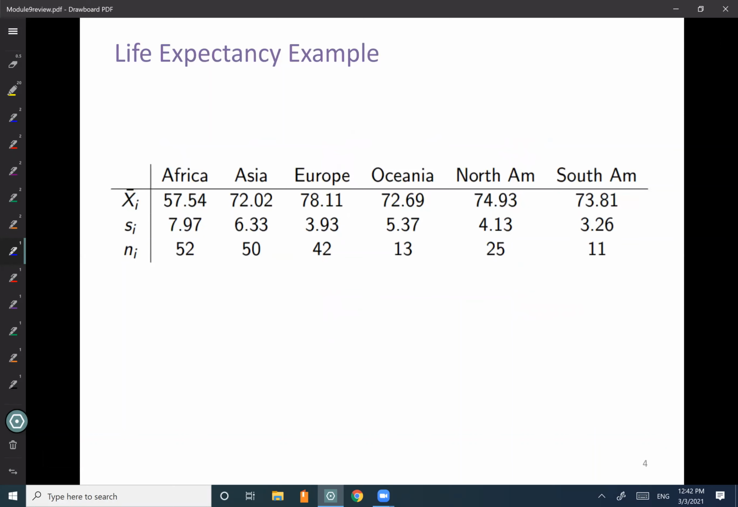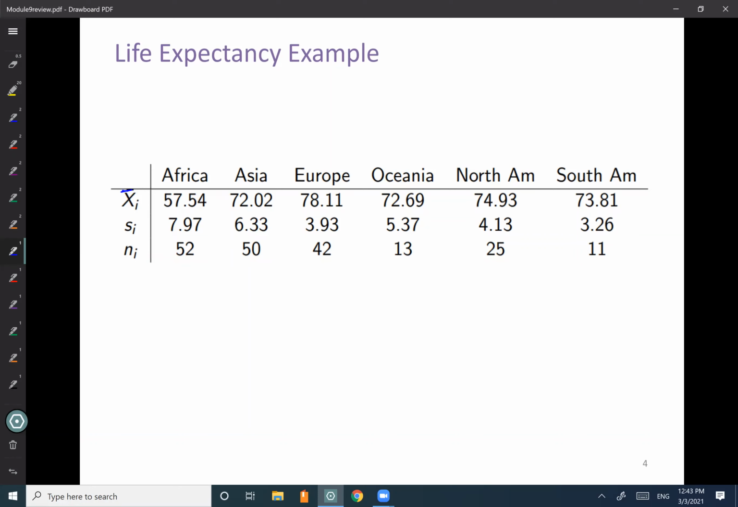So this is X bar for each of the continents. We have 6 continents here. For example, Africa life expectancy is 57.54 with a standard deviation of 7.96. And the N is the number of countries. So N subscript i says 52 countries in Africa for this data set. Asia has 50 countries. Europe has 42 countries, 13 Oceania, 25 for North America.